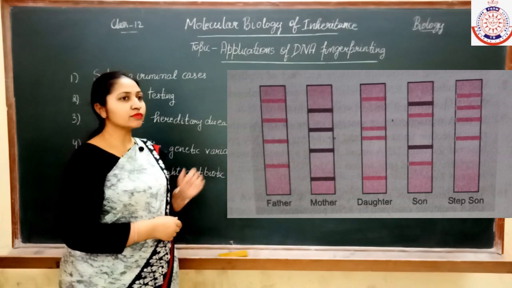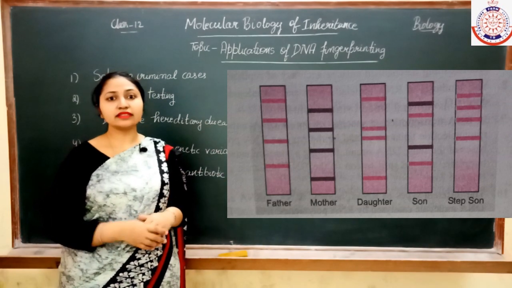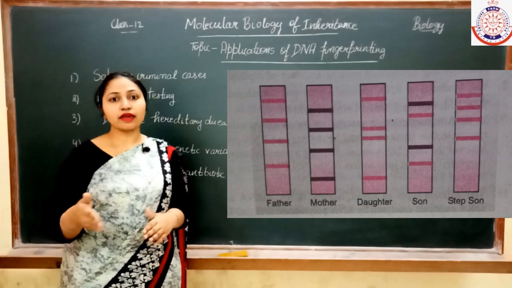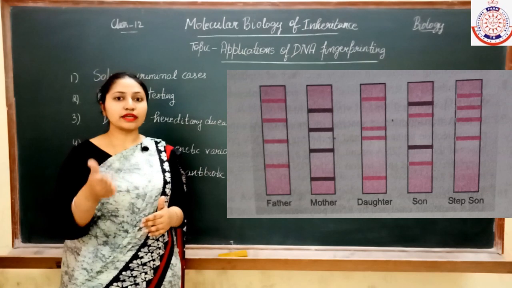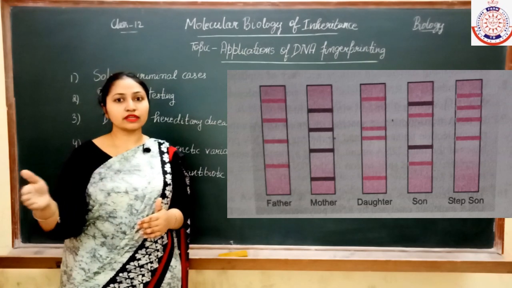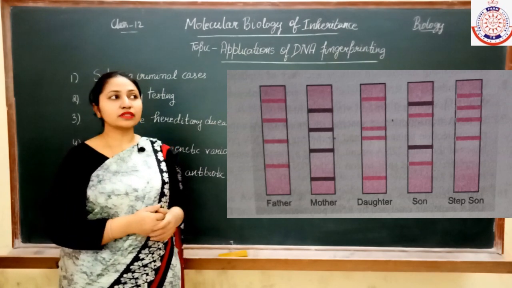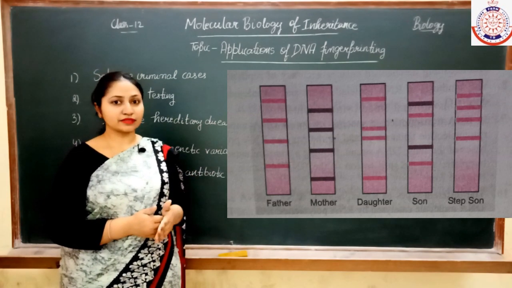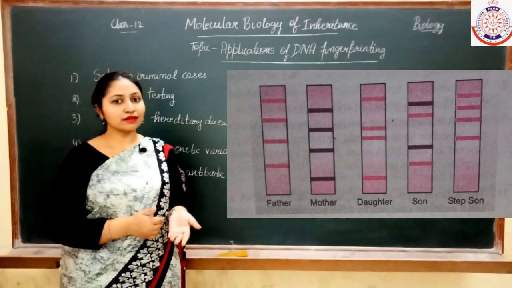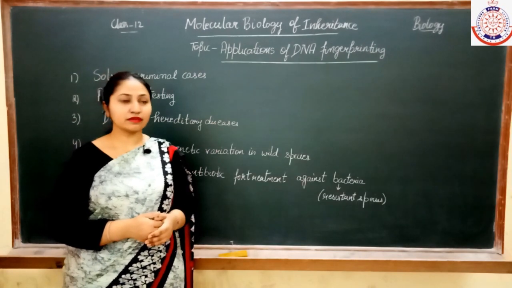Now in this diagram you can see that the son and the daughter have an almost close comparison with the DNA bands produced in the case of the mother and the father. But the stepson produces a different kind of DNA bands. So the DNA bands are different in the case of the stepson.